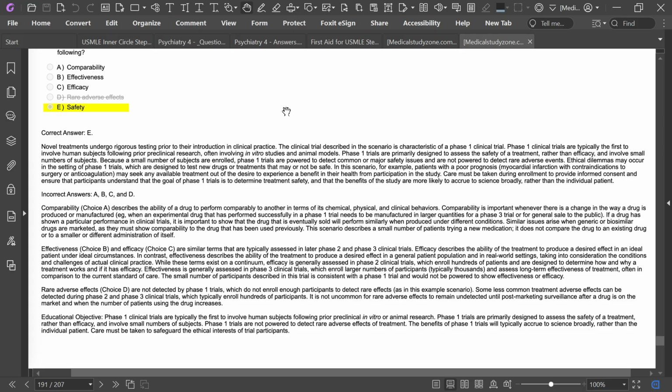Effectiveness is generally assessed in phase 3 clinical trials, which enroll larger numbers of patients, typically thousands, and assess long-term effectiveness of treatment, often in comparison to the current standard of care. The small number of participants described in the trial is consistent with a phase 1 trial and would not be powered to show effectiveness or efficacy.